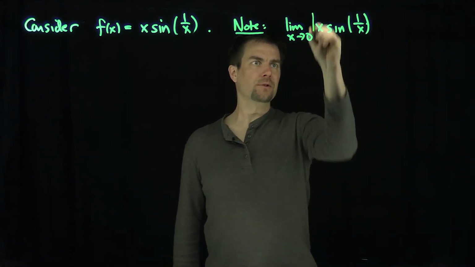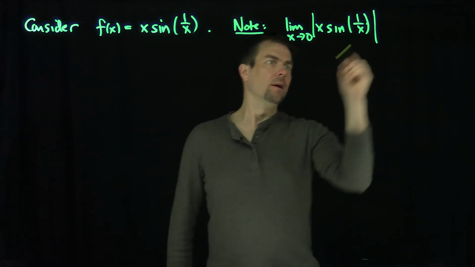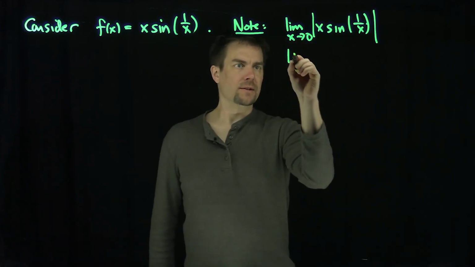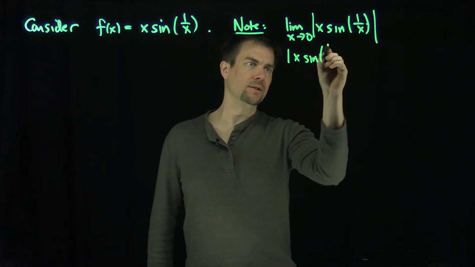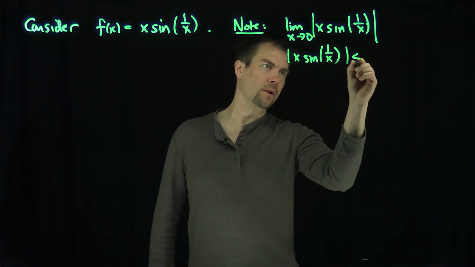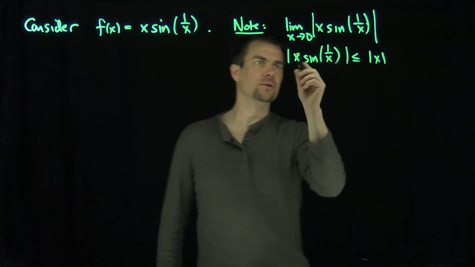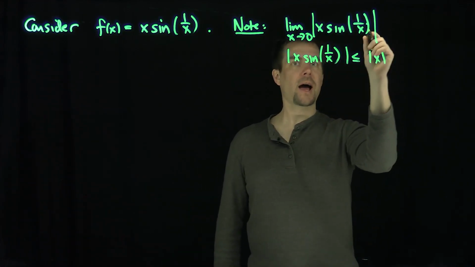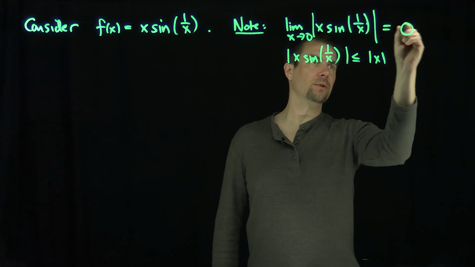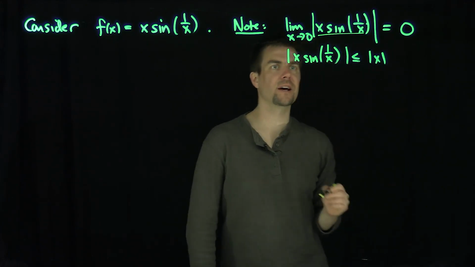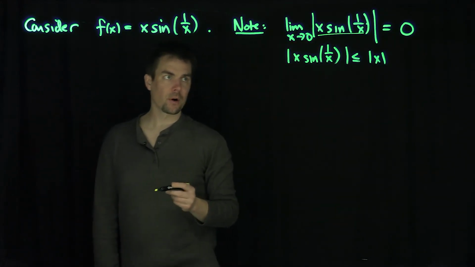What I'll do is put absolute values around everything. Now we can note that this x sine 1 over x, since sine is no more than 1, is less than or equal to absolute value x. So this limit is controlled by absolute value x, and so this limit is equal to 0, which says that the limit in question inside the absolute values also has to be equal to 0.